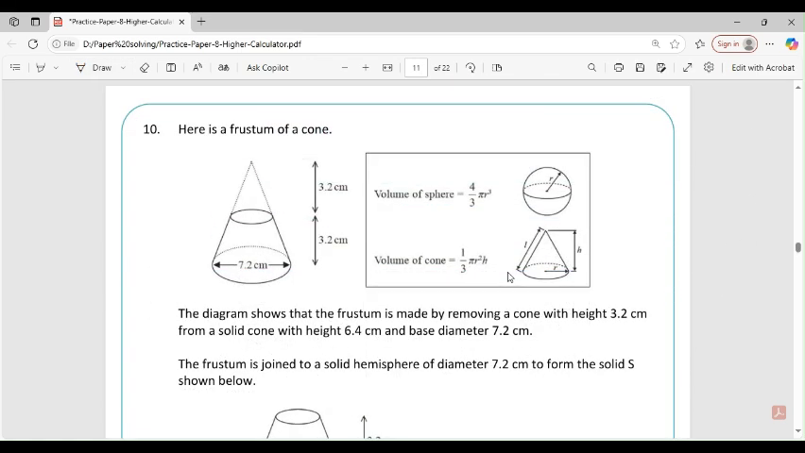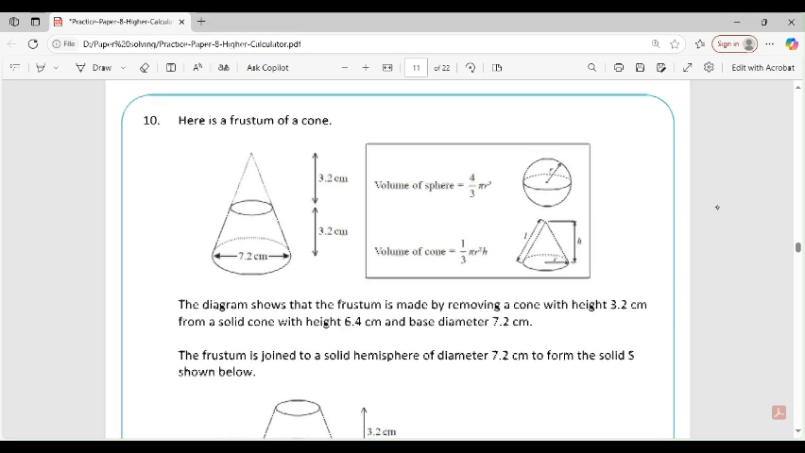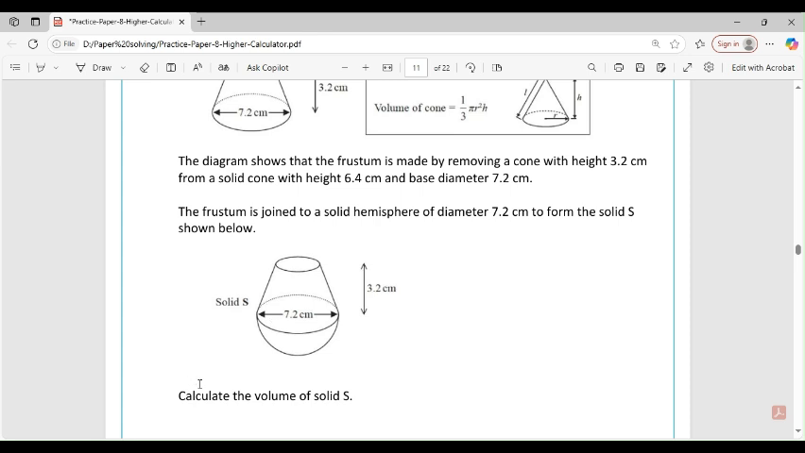So in question number 10, it says here's the frustum of a cone. What does frustum mean? A frustum is a part of a big cone that is divided into two different parts. Anyways, here we have the volume of a sphere, 4 over 3 pi r cubed, but in the question it says that it's joined with a hemisphere. As you can see over here, this is called a hemisphere. So a hemisphere is half of a sphere. So first of all, we find out the volume of a hemisphere.